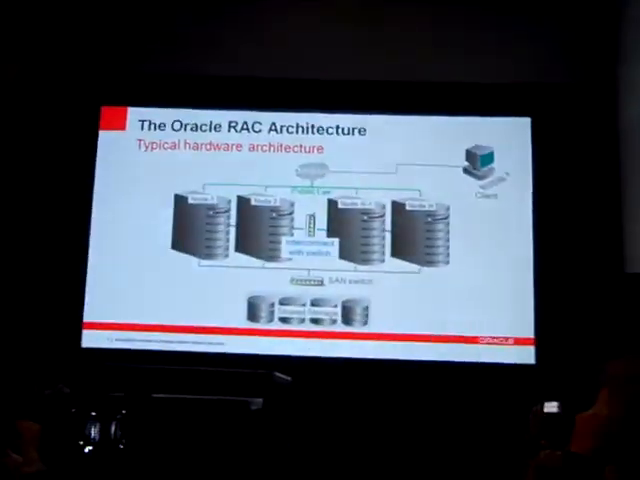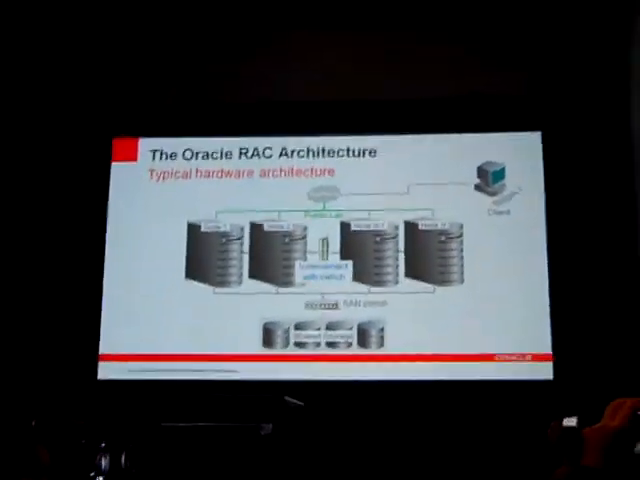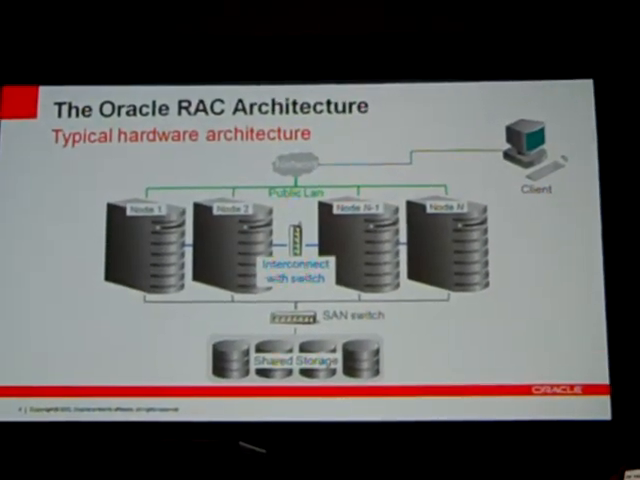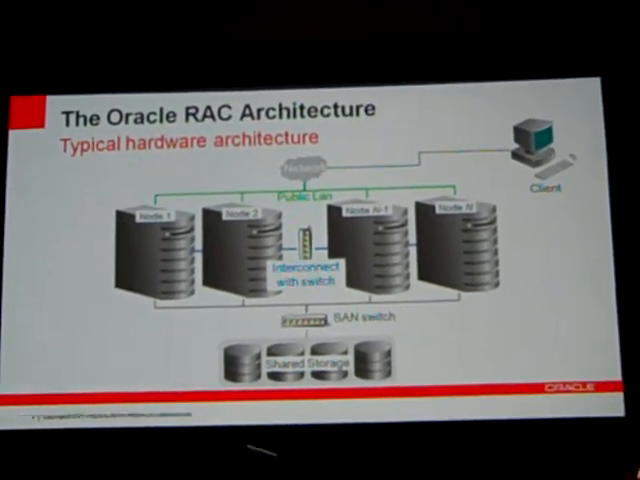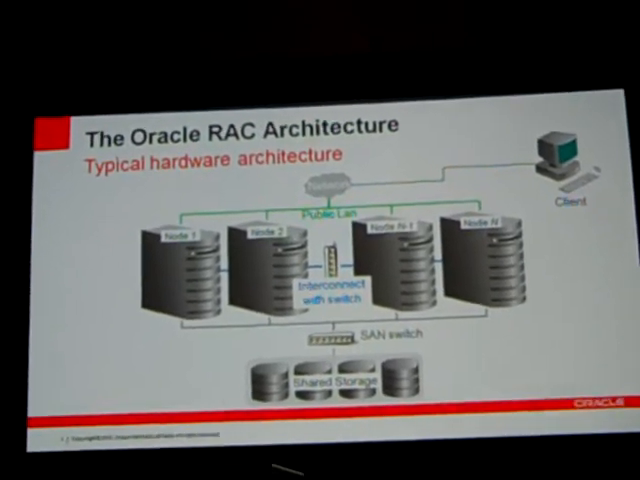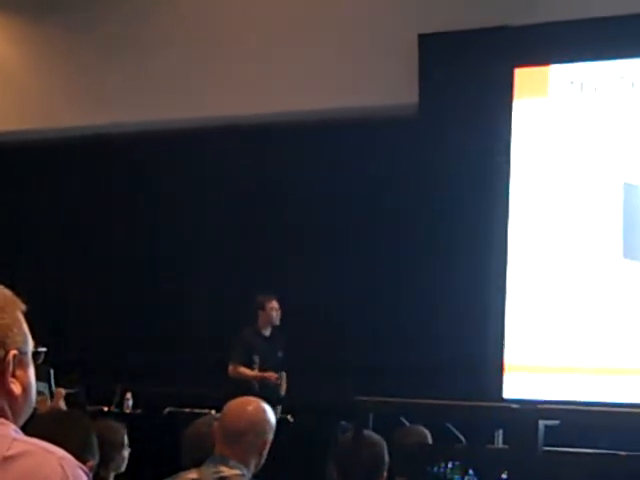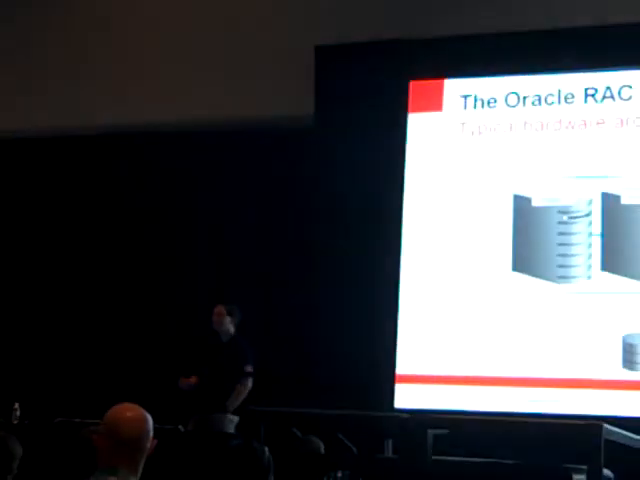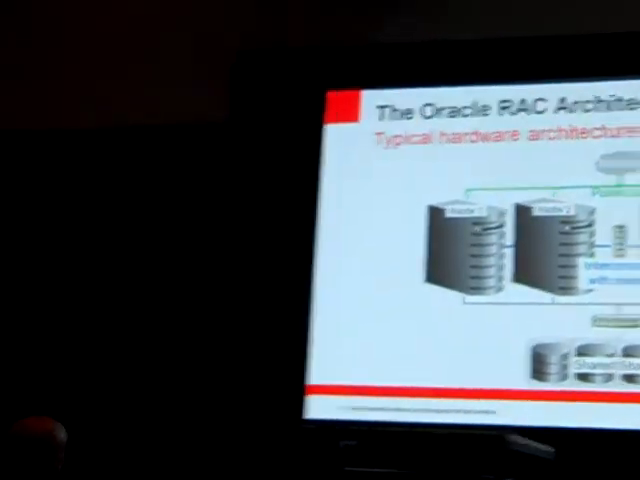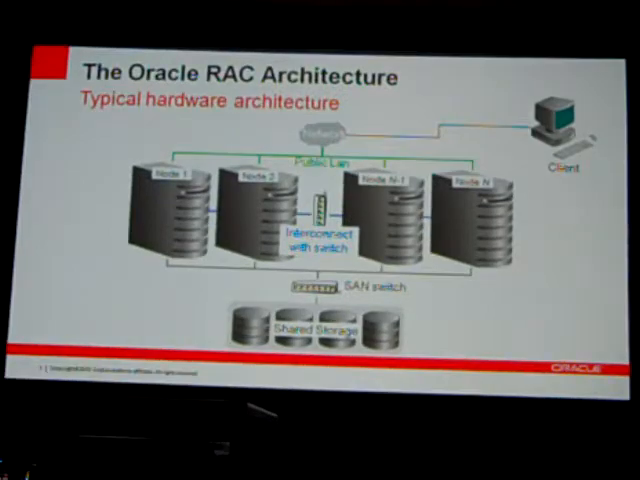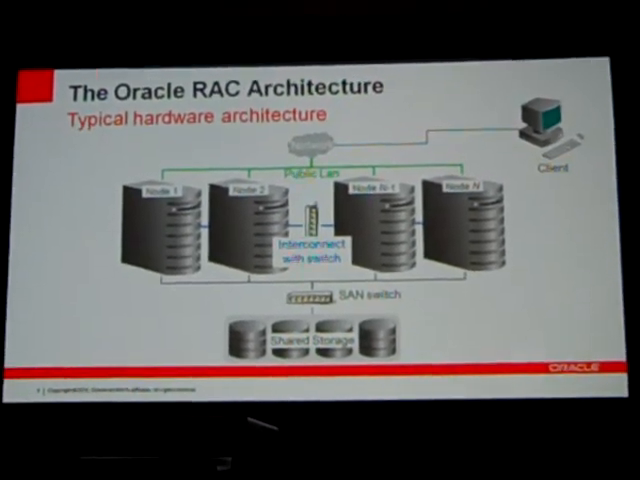The Oracle RAC architecture hasn't really changed from a hardware perspective over the last years. Going from bottom to top, we still require shared storage, ideally connected through a SAN switch. We still require servers which are all connected to the shared storage, and these servers need to be connected via an interconnect, and this interconnect needs to run over a switch.